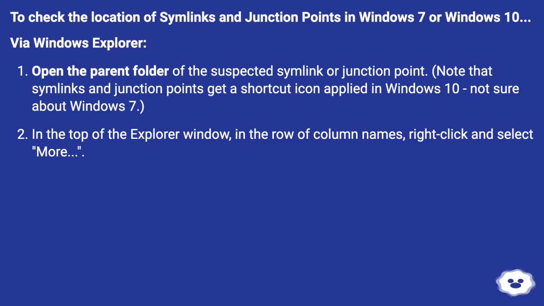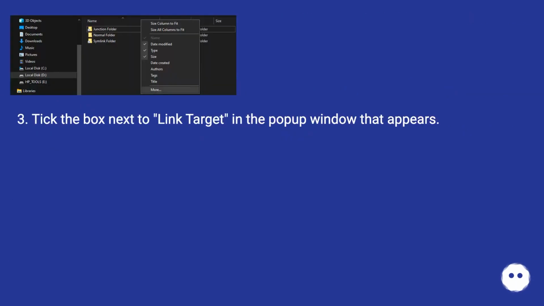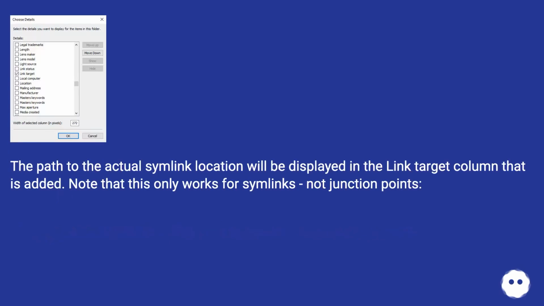In the top of the Explorer window, in the row of column names, right-click and select More. Tick the box next to Link Target in the pop-up window that appears. The path to the actual symlink location will be displayed in the Link Target column that is added. Note that this only works for symlinks, not junction points.